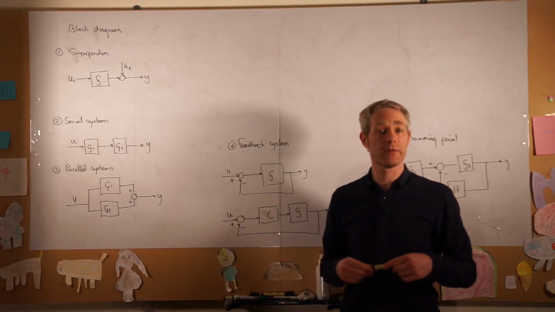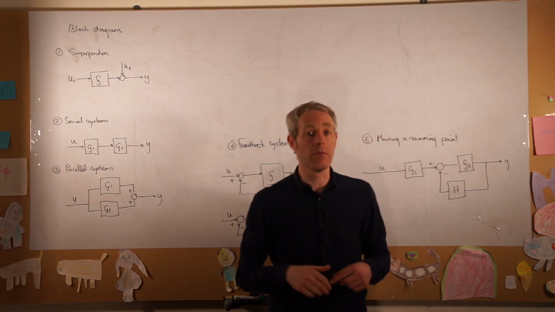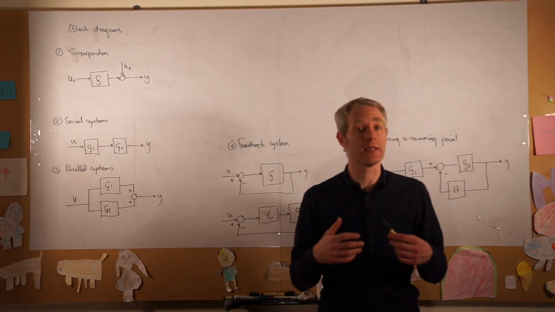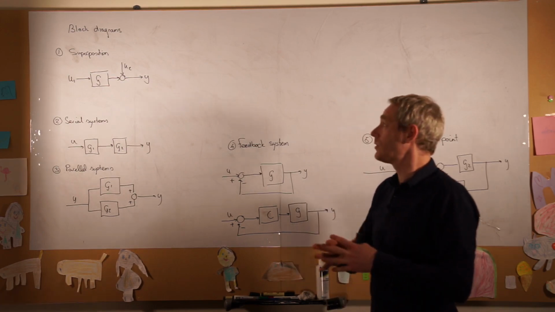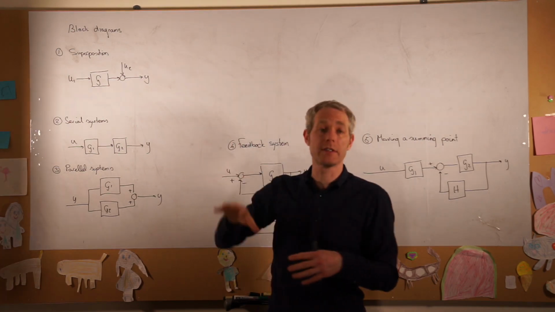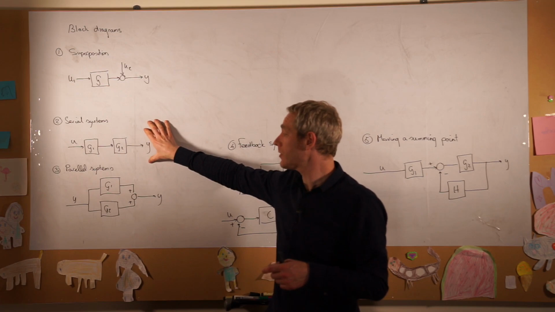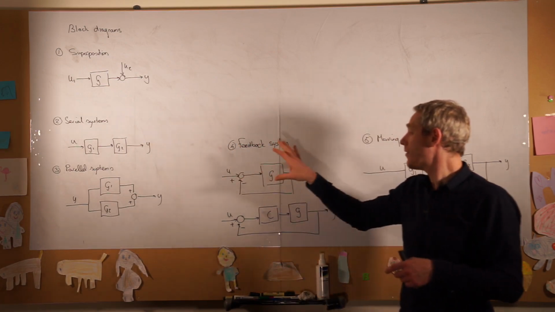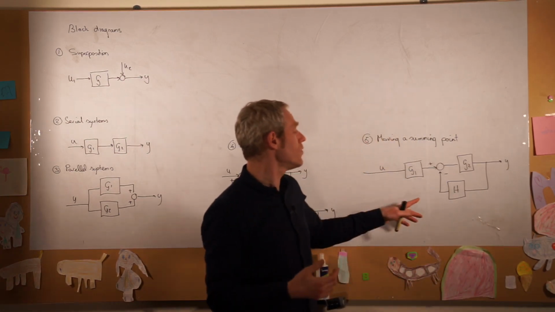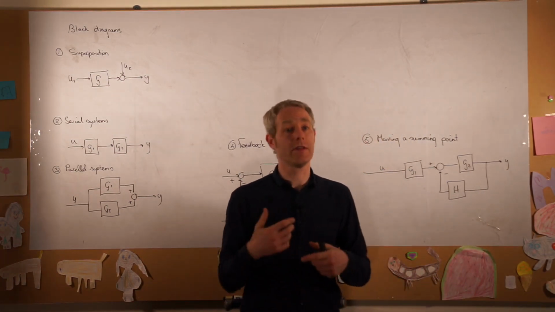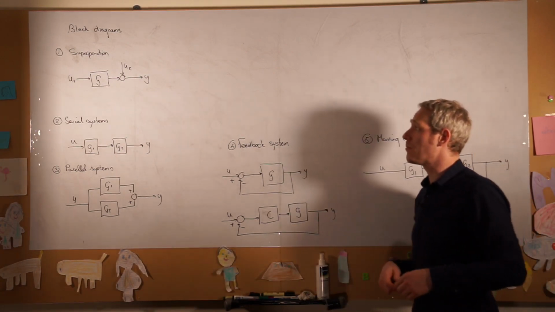Welcome to Automated Flight Week 6, Control Theory, where we will look at different block diagrams and see how we can simplify them. There will be four basic rules. The first is superposition, where we have a block diagram with multiple inputs. Then serial systems, parallel systems, and feedback systems. We'll then look at a way of moving a summing point if that would help us simplify the block diagram. And finally, we will look at an example.